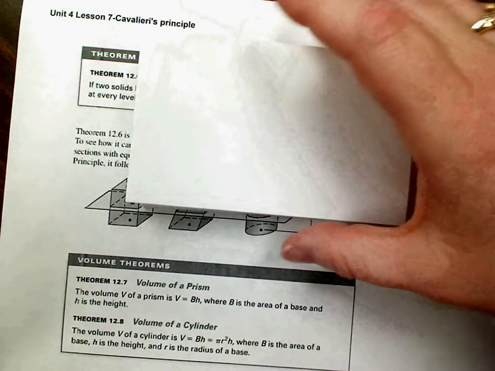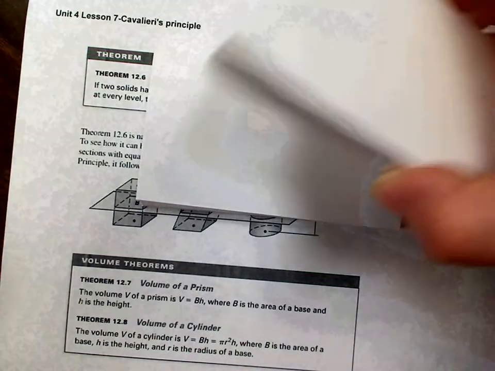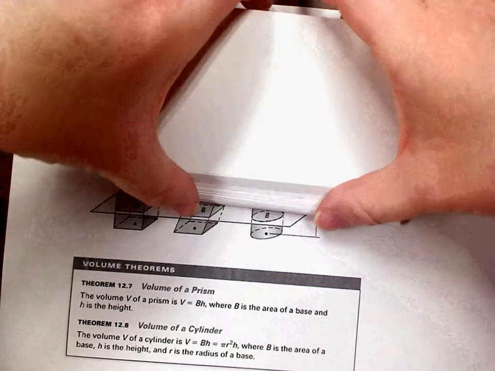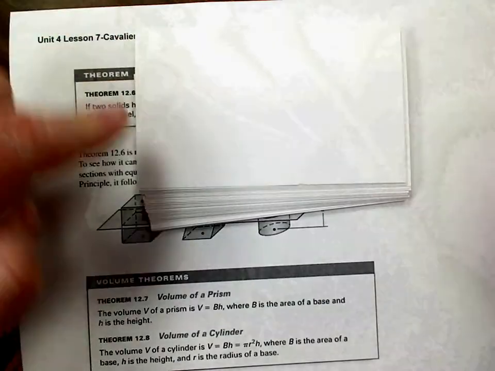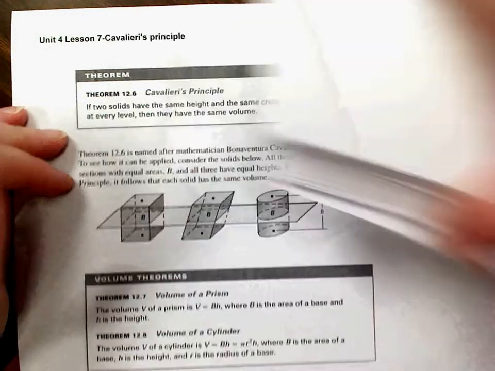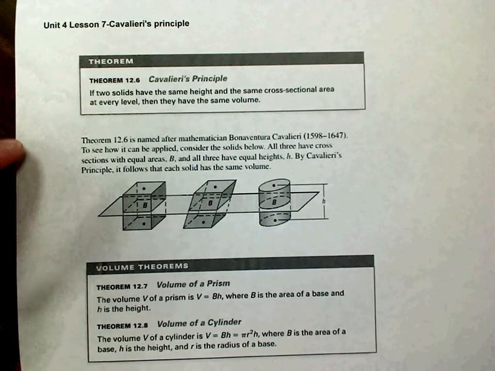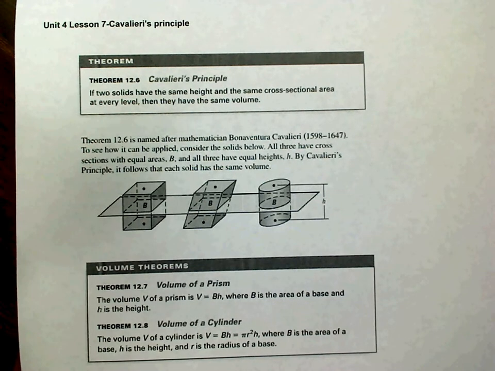So it wouldn't matter if it's a right prism, where the cross section is that rectangular index card, or if I slant it off to the side. If I cut it and look at the cross section, it's still that rectangular index card. So that's all Cavalieri's principle is saying: if you have 2 solids that have the same height and the cross-sectional area is the same at every level, they're going to have the same volume.